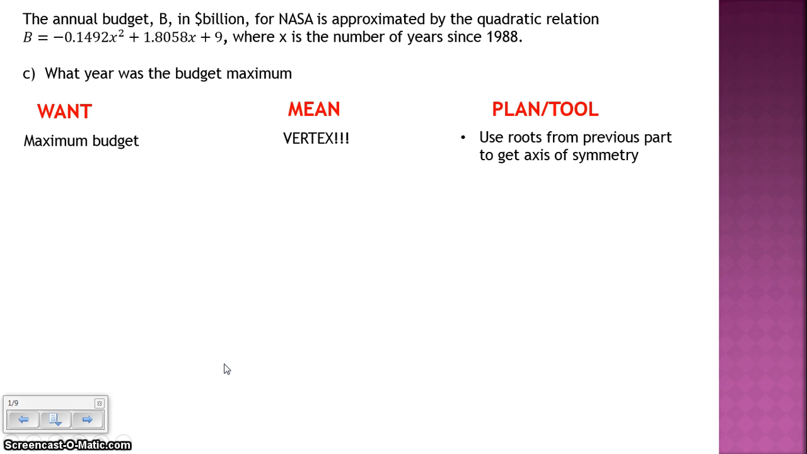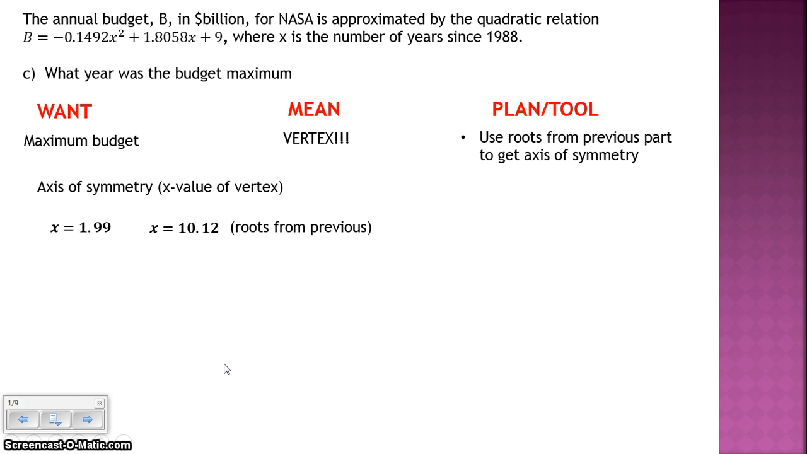Okay, it's not actually asking us to find the maximum budget, which would be the b value. We just want to find the x value when that actually takes place. So all we have to do is find the axis of symmetry. Again, in order to do that, we're going to use the roots we found in the previous question. Okay? And we find the midpoint of those two roots, add them together, divide by 2, and you get that x is 6.055.